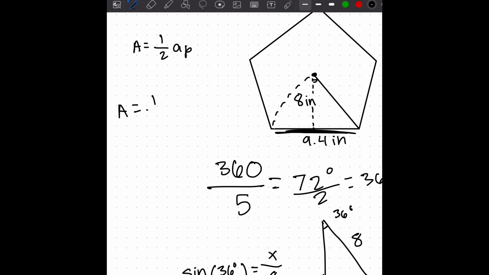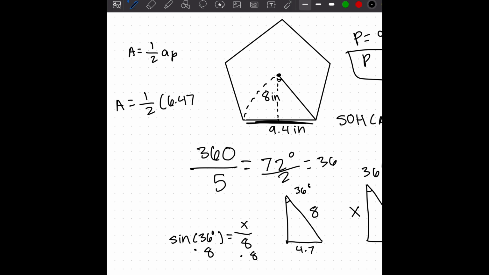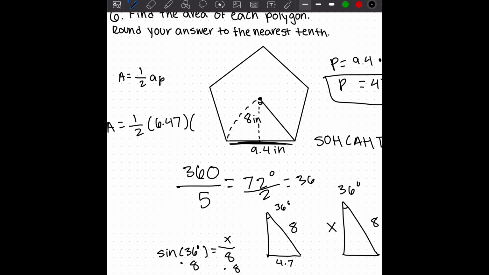So area equals 1/2 A, which is 6.47, times our perimeter, 47. That is 152.05. And that is our answer.